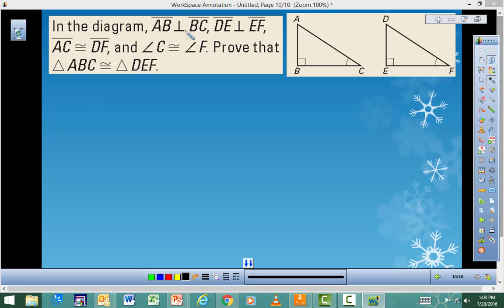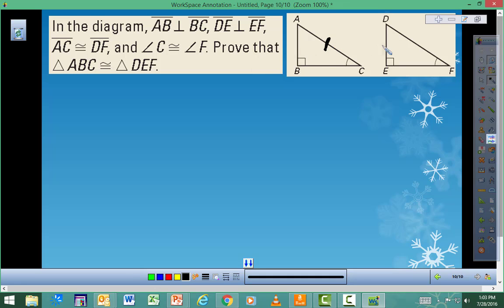In the diagram, AB is perpendicular to BC. AB is perpendicular, so that's that symbol there. So we have a right triangle. I also have AC is congruent to DF. That turns out to be the hypotenuse. I know there's a hypotenuse here because we have a right triangle. I have a hypotenuse here. And I know that angle C is congruent to angle F.